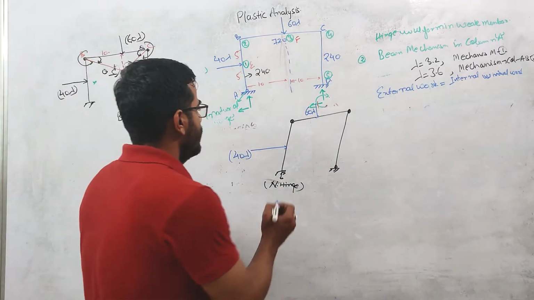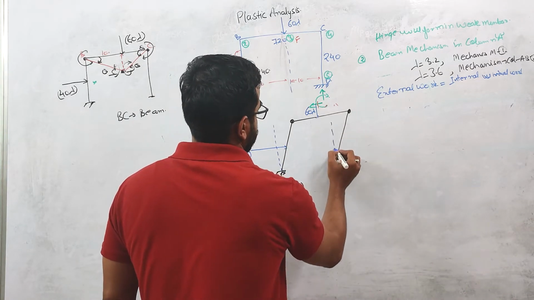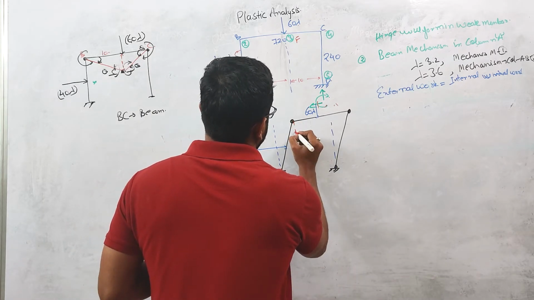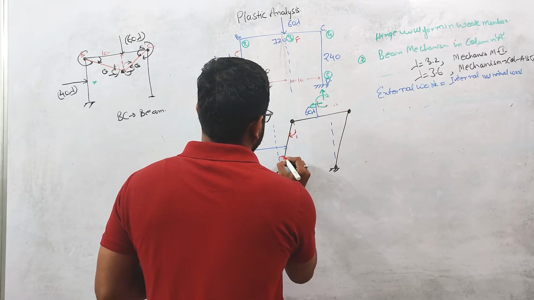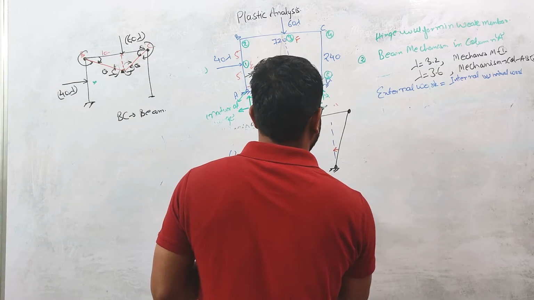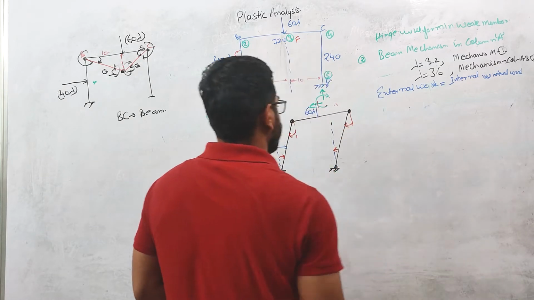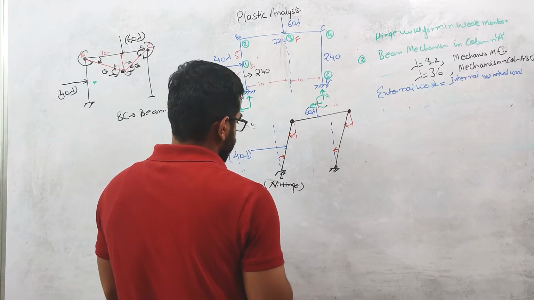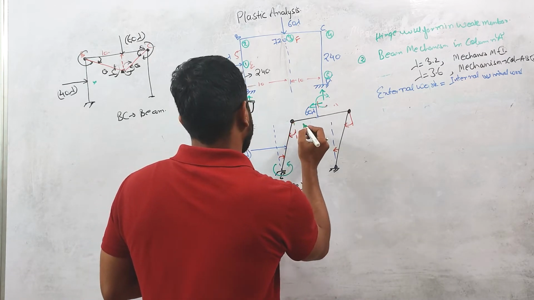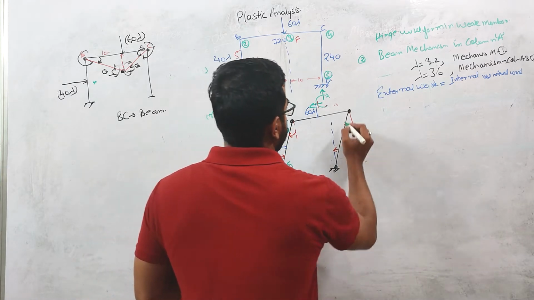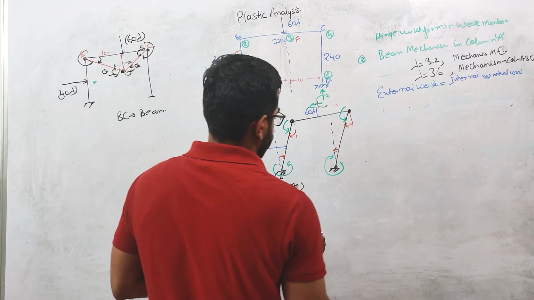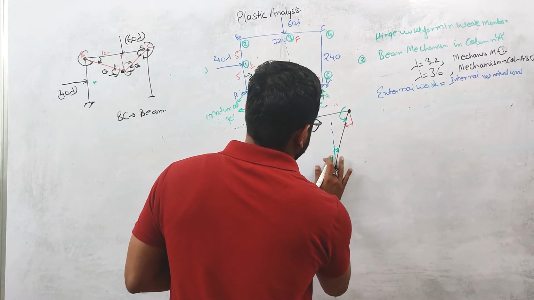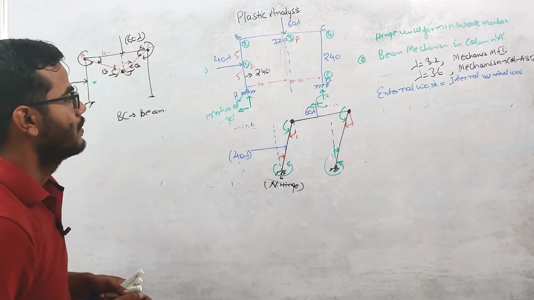Let us suppose this is our original axis. Here this is theta, here this is theta, here this is theta and here this is theta. So plastic moment will act like this here, like this here, again like this here, and again like this here. This is the direction of the rotation, so the plastic moment will act opposite to this rotation.